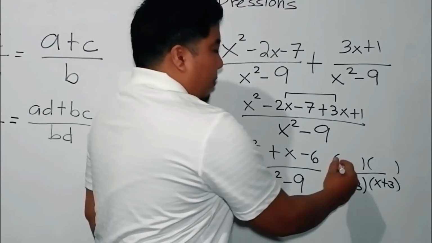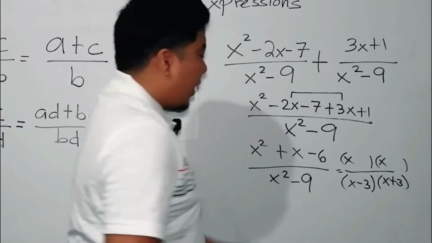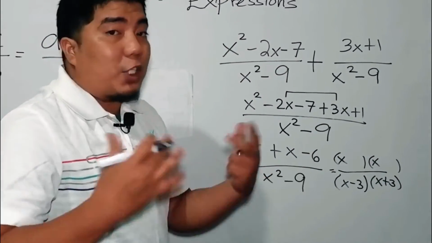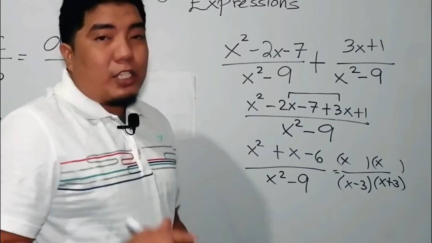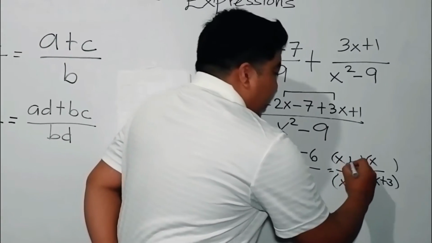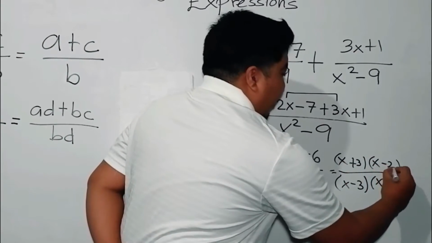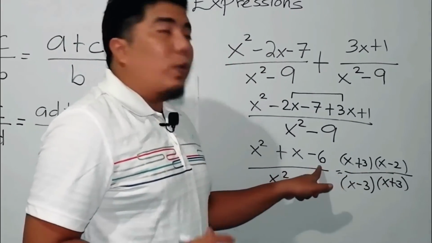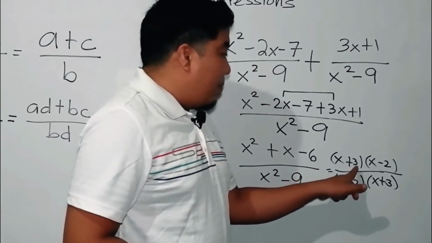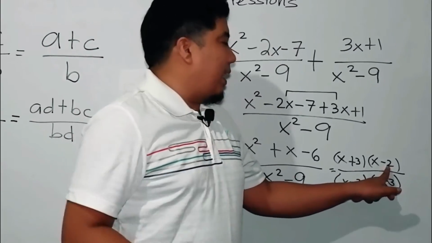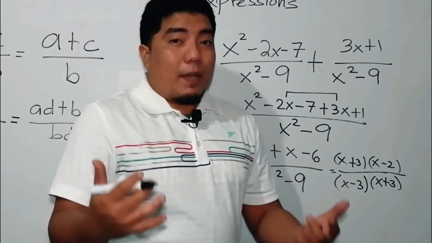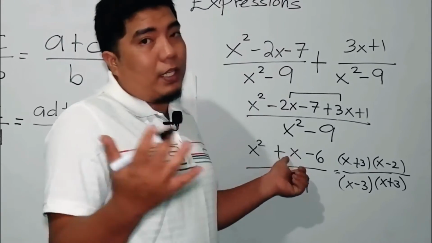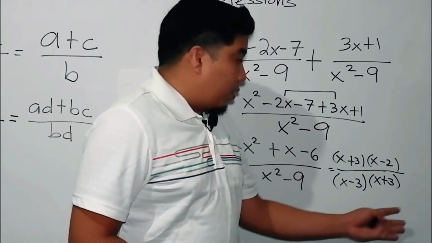We factor the first term, that is x and x. And then we factor negative 6 such that when we add them, the answer is positive 1. So that is positive 3 and negative 2. Because positive 3 times negative 2 will give us negative 6, and positive 3 plus negative 2 will give us positive 1, which is our middle term. Okay, now we have the factors.